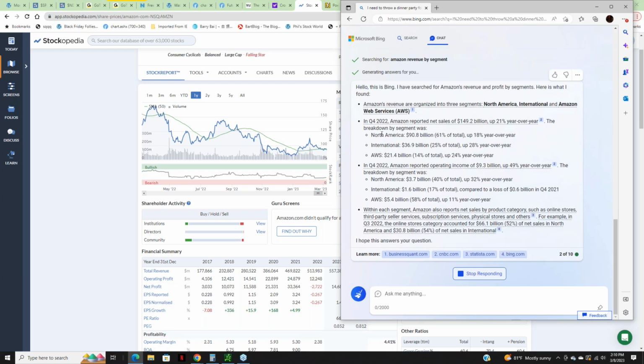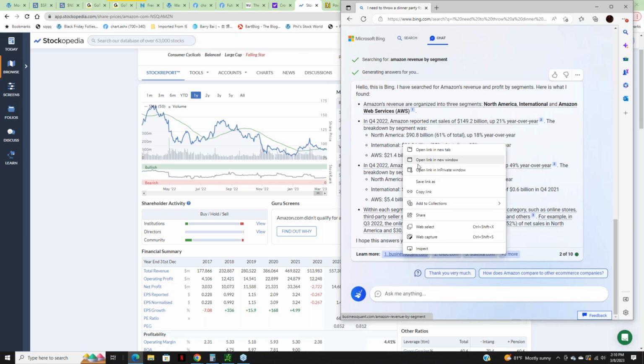Oh, interesting. So they have North America, International, AWS. That's what I care about, though. How much is AWS? This is what's interesting about it, right? They're 21 billion of the, and again, we don't know this is true, so we still have to go check. But what does Business Quant say?